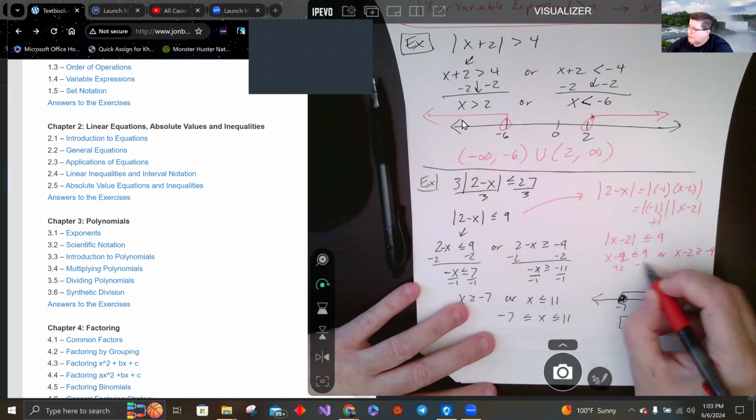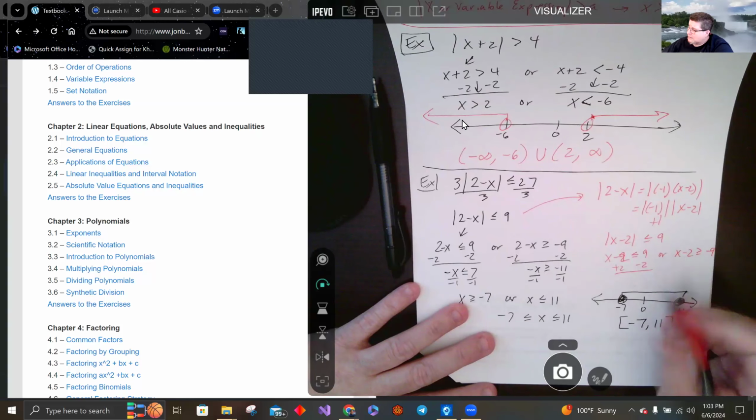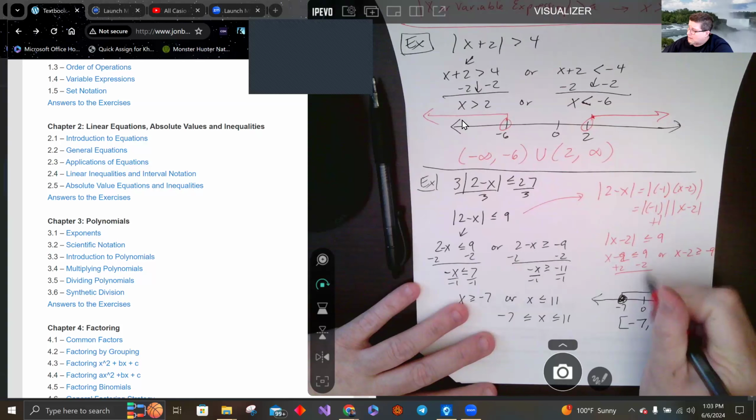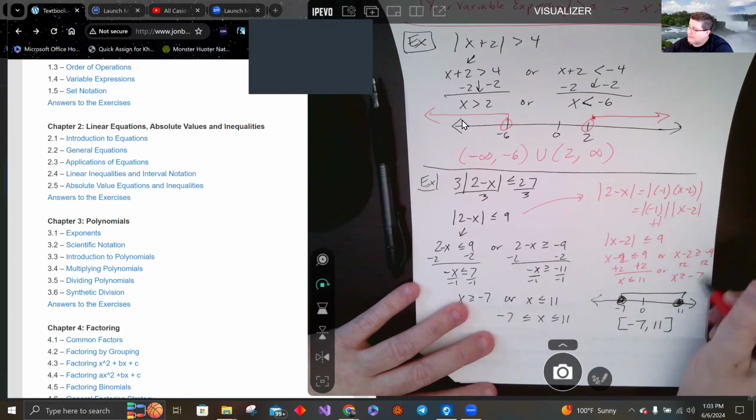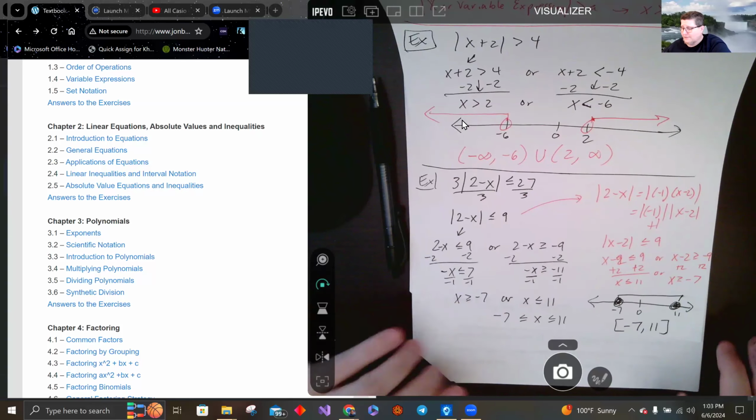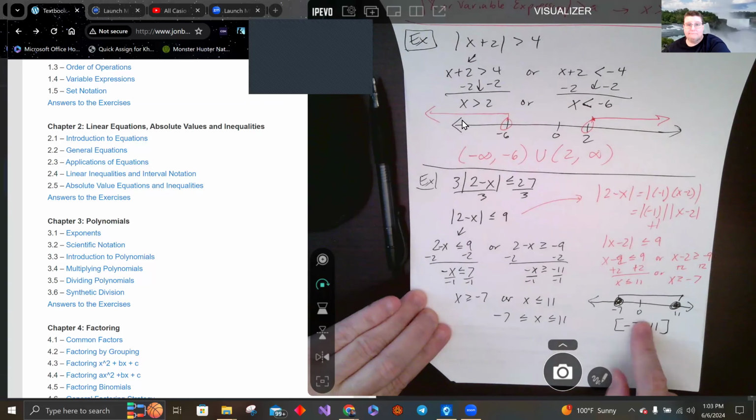Add 2, I get x is less than or equal to 11. Or add 2 here, and I get x is greater than or equal to negative 7. So we got the same thing either way. If you stick with the normal path, you can't go wrong.